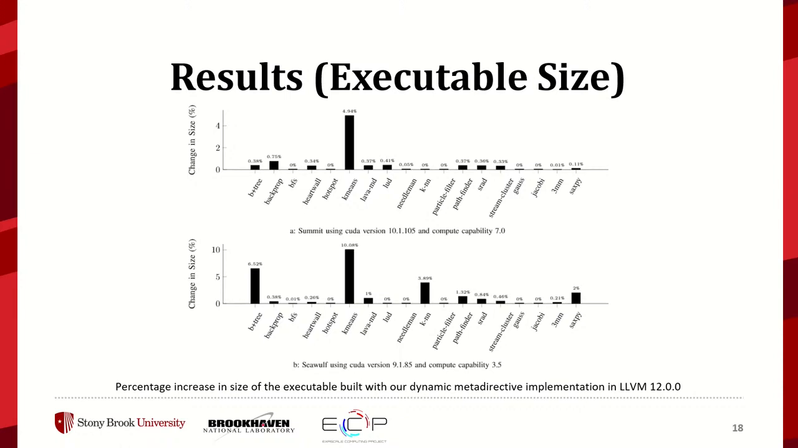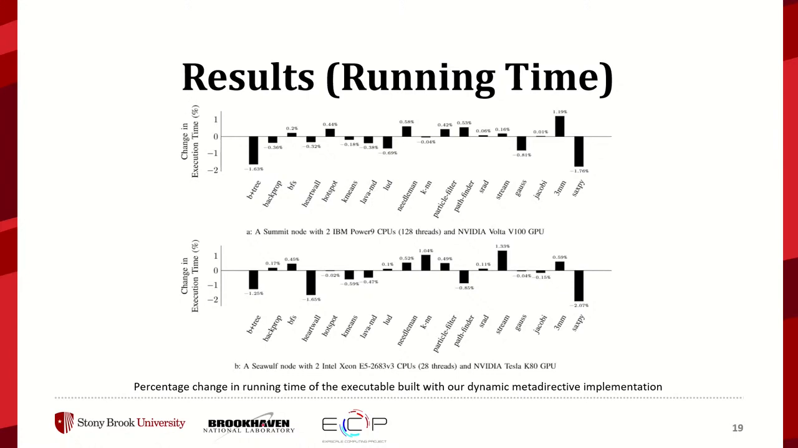But does using dynamic metadirective affect the actual runtime of the application? To answer this question, we executed both the original code and our modified code 10 times and collected the average runtime for each application. The result can be seen in this figure, which shows the percentage change in the runtime of the modified code when using the dynamic metadirective from the original code. The difference in runtime is almost negligible for all the applications on both the platforms, which could easily be caused by multiple hardware or environmental reasons.